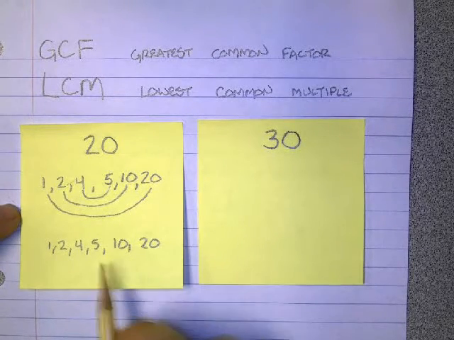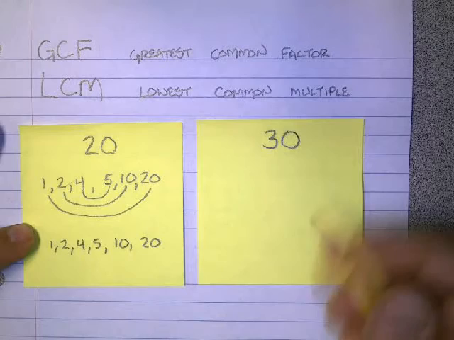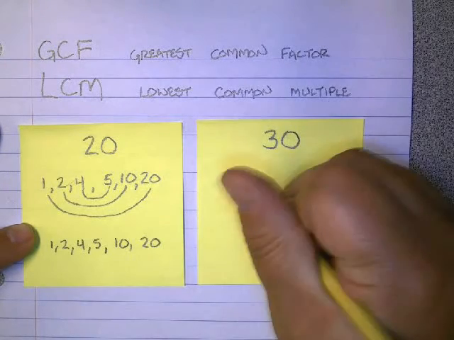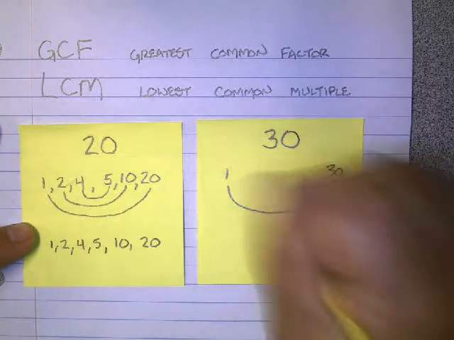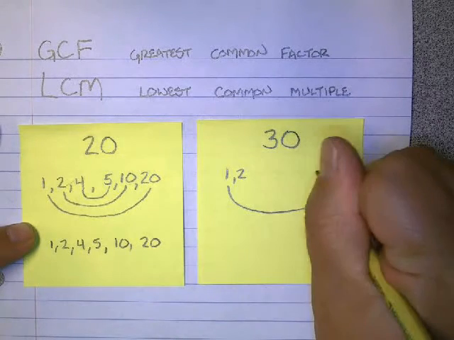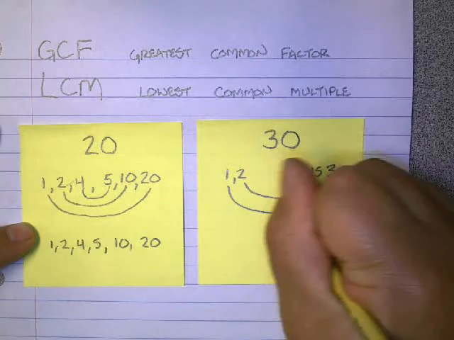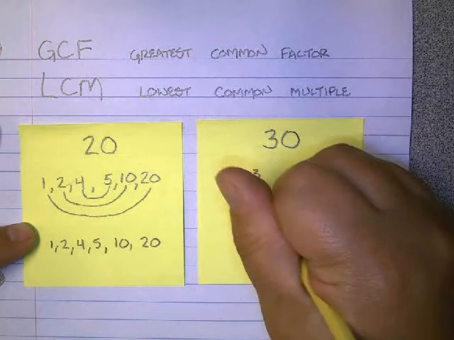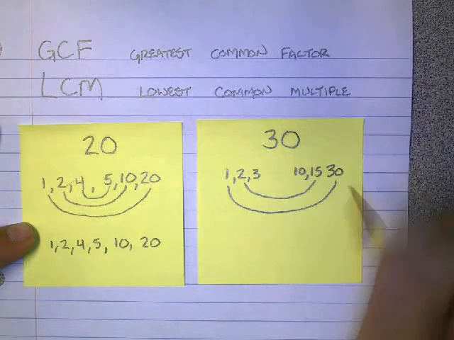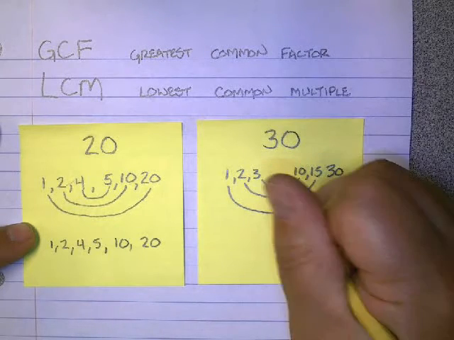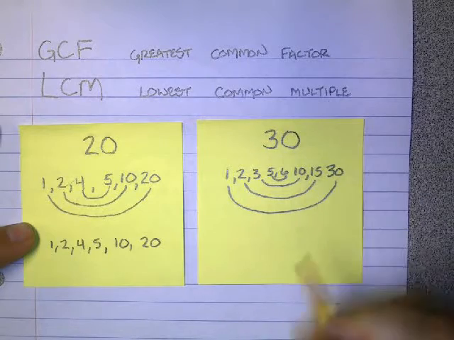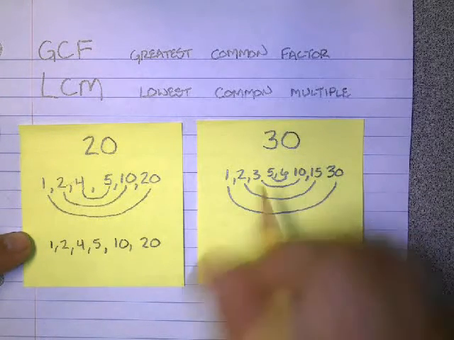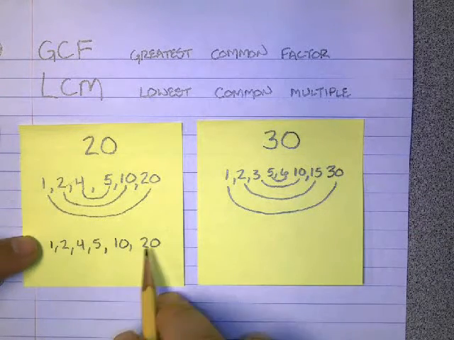So that is the factors for 20. Now for 30, 1 and 30, and 1 times 30, 2 times 15. So those work. 3 times 10, and those work. 4, nope. 5 does though. 5 and 6, and there we go.